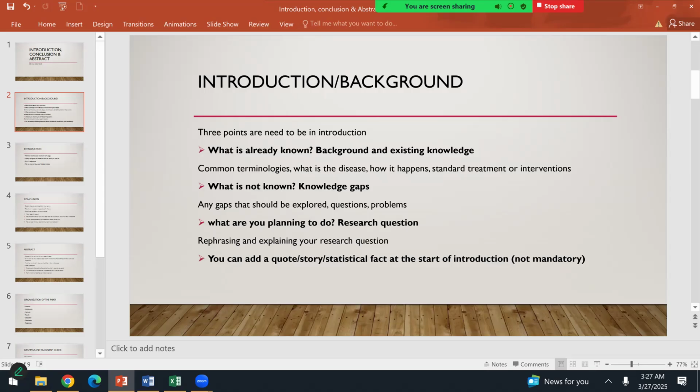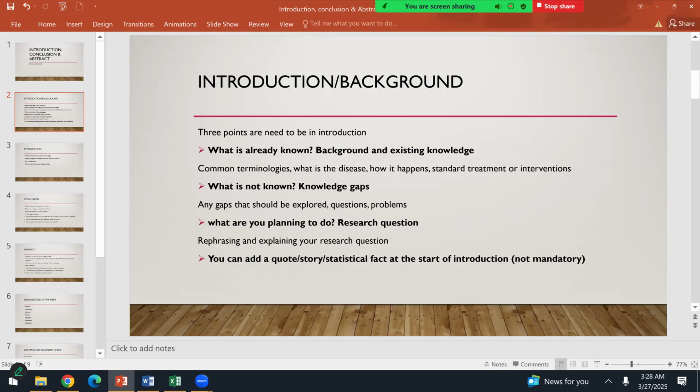And then you would discuss what is not known about your topic and what the knowledge gaps are. If standard treatments are not very effective and you think your treatment options are needed, then you have to discuss what new treatment options are available. And if you are studying a specific drug, then you have to define it and talk about it. And then you have to write your research goal. What are you planning to do? What is your research question? These three are mandatory things.